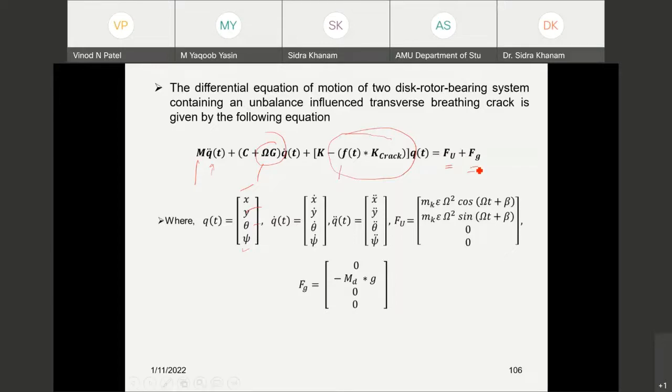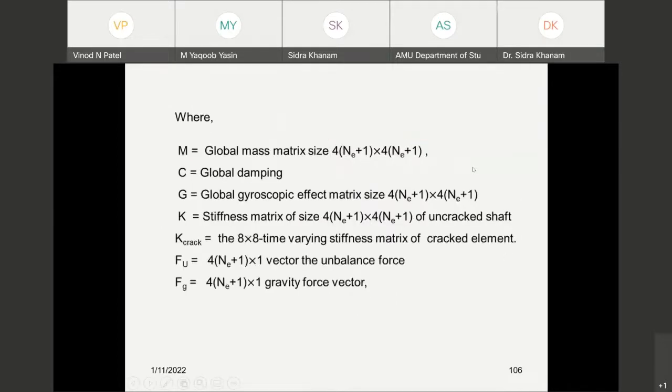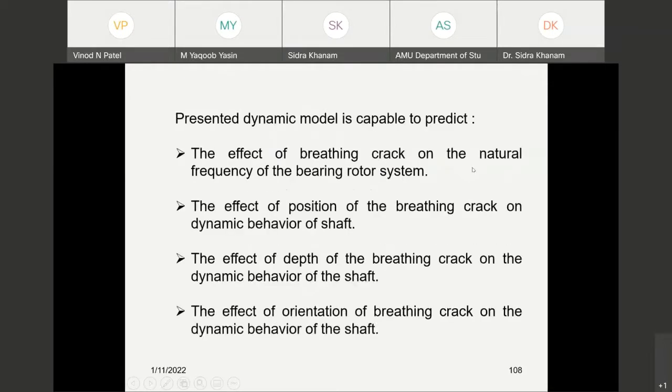that. And based on this, this model is capable to find out the effect of breathing crack on the natural frequency of the bearing rotor system, the effect of position of breathing crack on the dynamic behavior of the shaft, the effect of the depth of breathing crack on the dynamic behavior of the shaft. So here the position and depth, both things can be studied, and the orientation of breathing crack of the shaft.